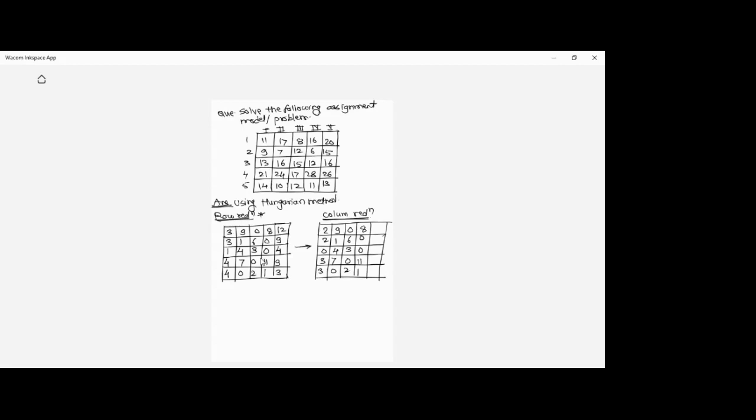In the last column, if you see, the minimum value is 3, and that is to be reduced. So 12 minus 3 comes out to be 9, 9 minus 3 comes out to be 6, 4 minus 3 comes out to be 1, 9 minus 3 comes out to be 6, and 3 minus 3 comes out to be 0.